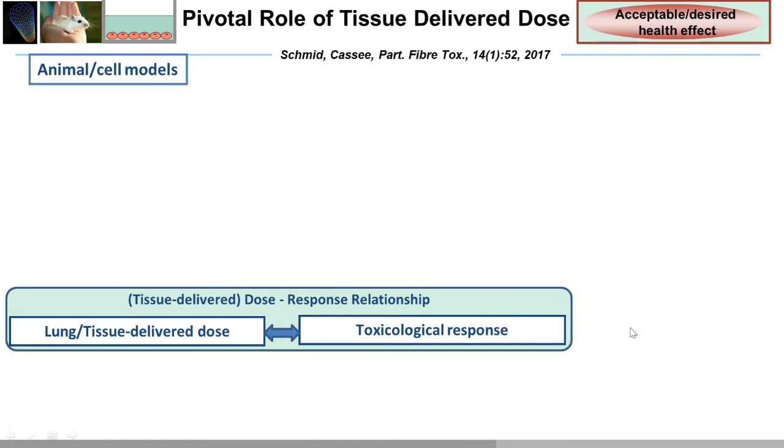Yes. Okay, great. So what's linking those two levels is the tissue delivered dose from both sides, from the preclinical and the clinical part. So we need to generate these dose response relationships based on tissue delivered dose.